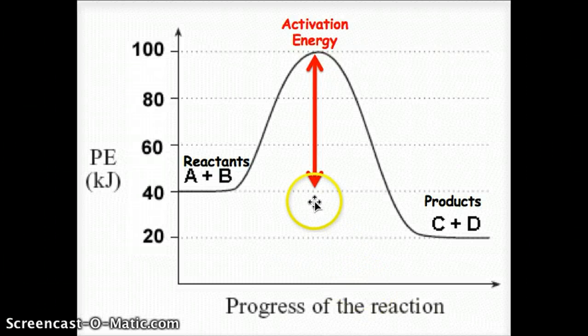Now, if you look up here, just a reminder, the amount of energy that you start with and the amount of energy that you end up using up to start a chemical reaction is called the activation energy. So in this case, the activation energy would be 60, right? 100 minus 40 would be 60. So 60 kilojoules of energy is needed in order for this reaction to take place.